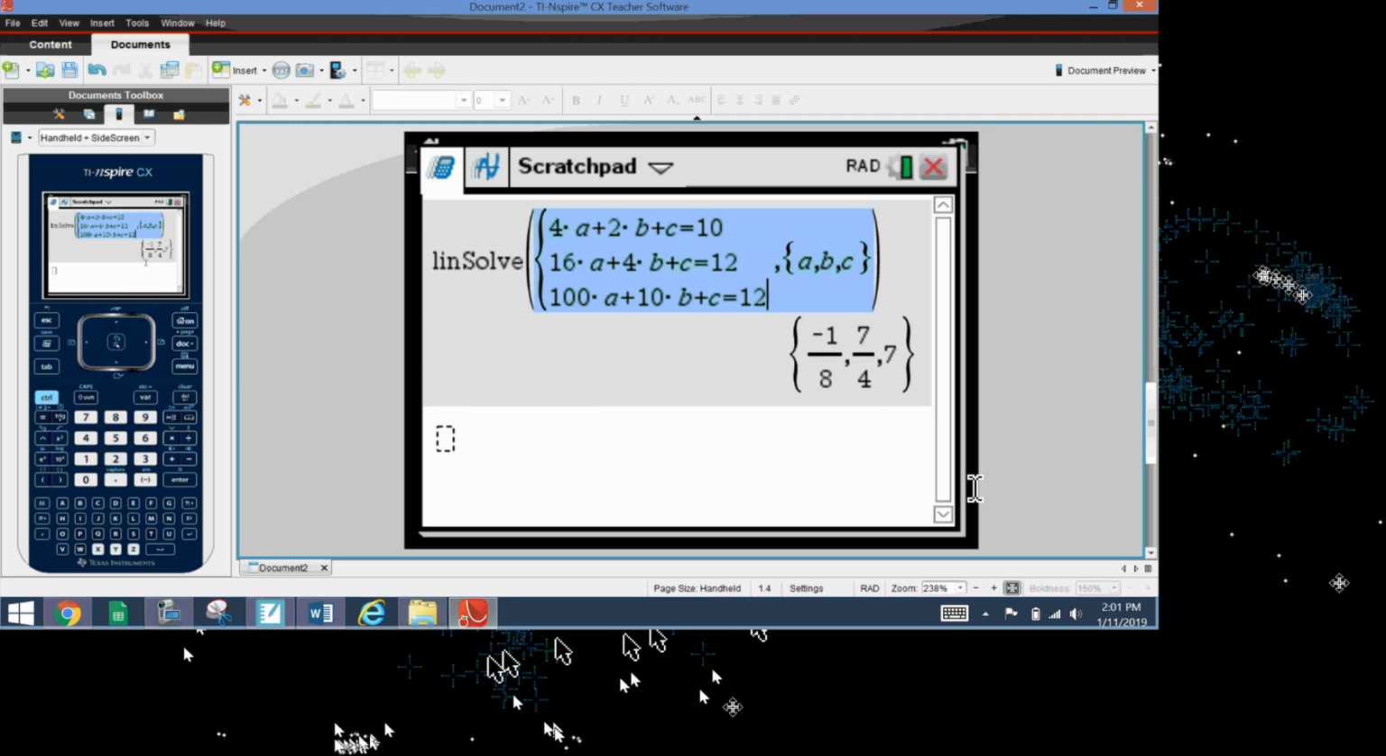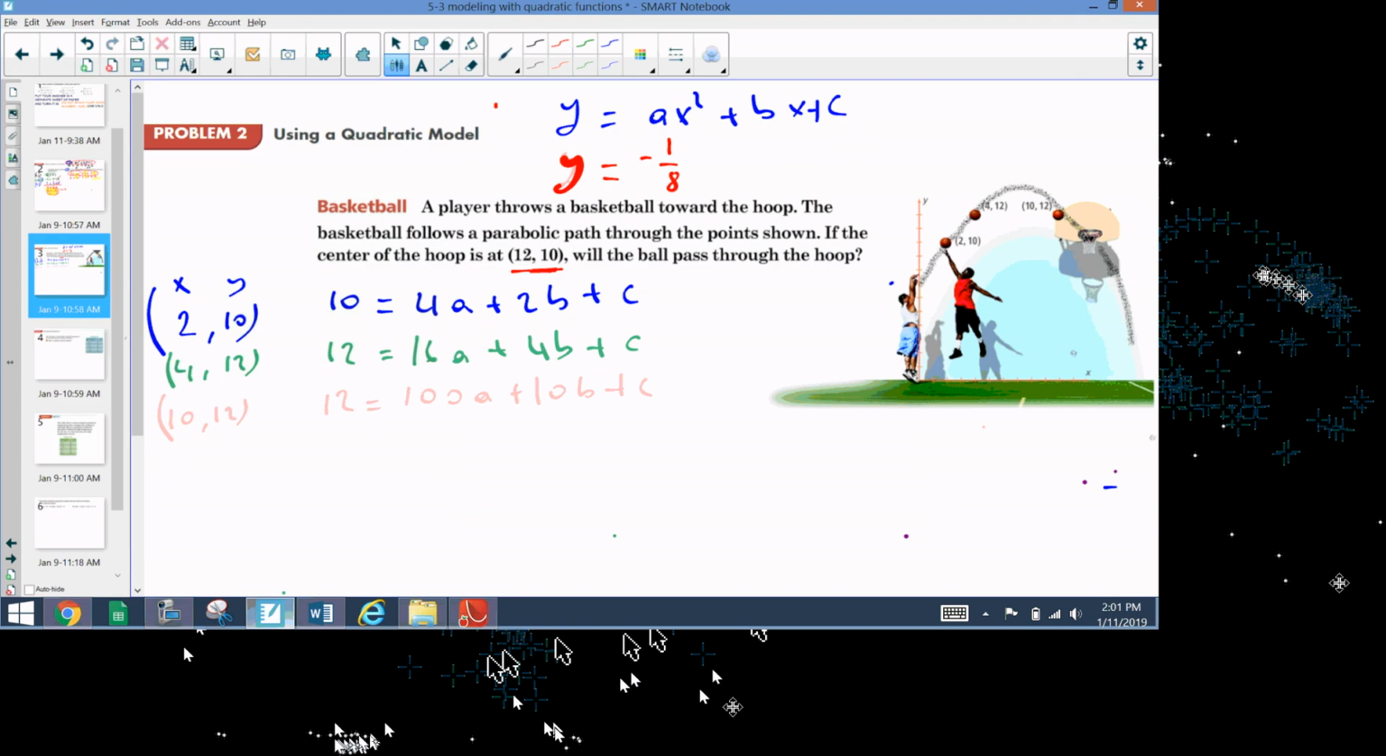Okay, now negative 1 over 8 x squared. What is B? 7 over 4. Plus 7 over 4 x, you're right, plus c. C is 7? Yes. Good job. So we found it, and we modeled it.